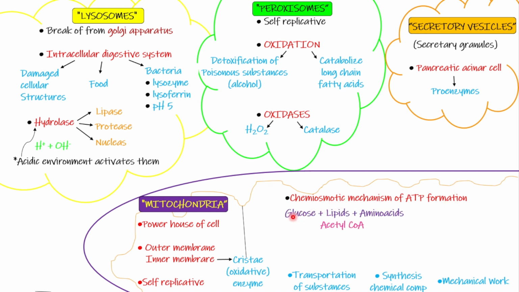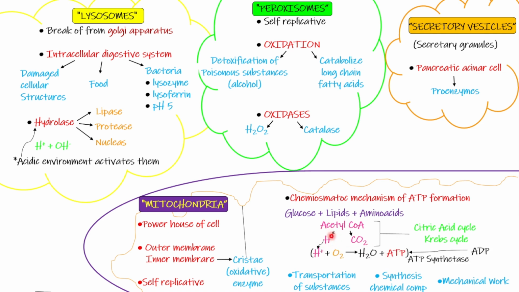Chemiosmotic mechanism is basically that glucose, lipids, and amino acids all are converted into acetyl-CoA. This acetyl-CoA enters into the citric acid cycle, the Krebs cycle, and is converted into hydrogen ions and carbon dioxide. Now this hydrogen ion, when combined with oxygen, will result in production of energy, which will be used by ATP synthetase, and ADP is converted into ATP. That's how the ATP is formed.